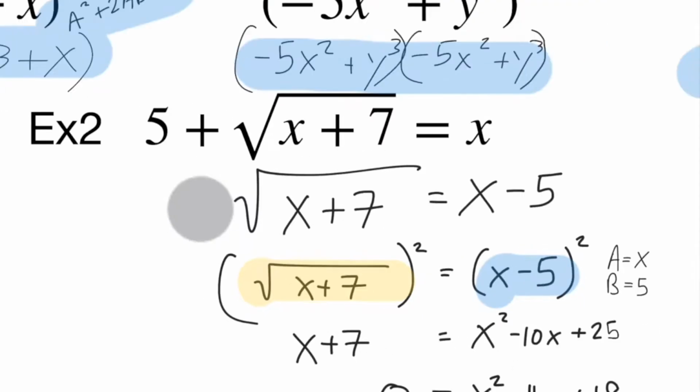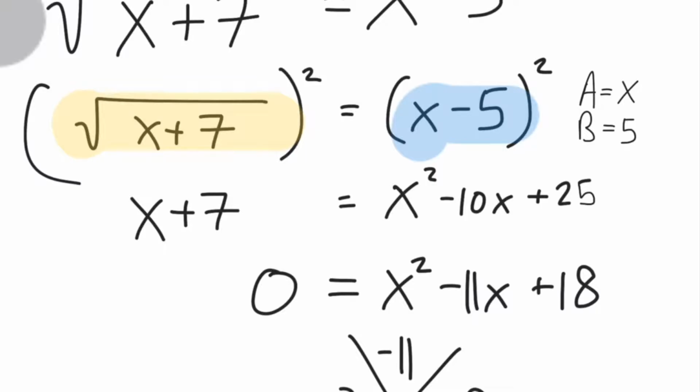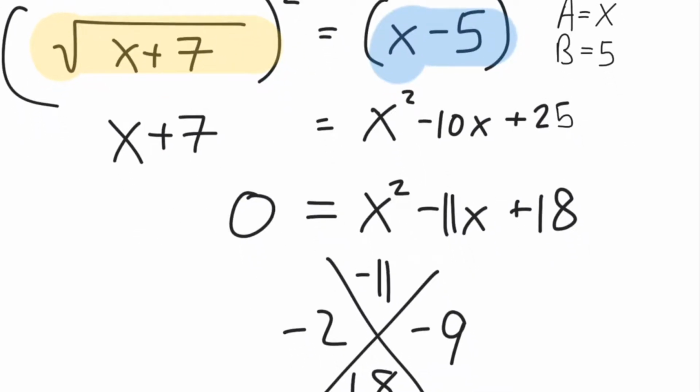And I'm going to use the formula here, letting a equal x and b equal 5. This is going to be a squared minus 2ab plus b squared. And now we've got something that we can solve using a quadratic technique. Bringing the x over to the other side, subtracting x from both sides, you get minus 11x. Subtracting 7 from both sides, you get 18.